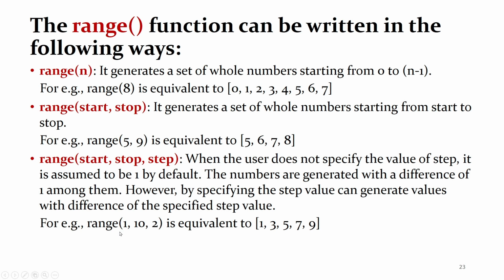So let's see this example. Range 1, 10 and 2. This is equivalent to 1, which is the first value, then a difference of 2, that means 3, then 5, 7, 9. This way, if we want to print even numbers or odd numbers, for even numbers we can start with 0, and for odd numbers we can start with 1. And if I want to write the multiplication table, then I can put the step value as the number, beginning from 0.